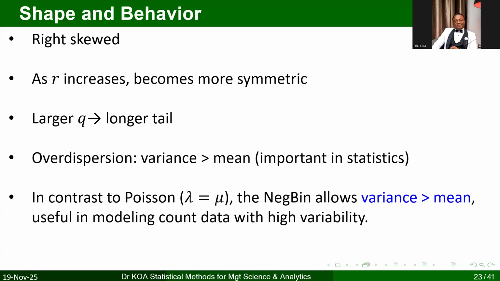Now, a larger tail means that a longer tail is going to happen. Over dispersion means that the variance is bigger than the mean. Unlike the Poisson, which we'll look at next time, where the mean is the same as the variance, the negative binomial distribution allows the variance to be bigger than the mean. In a Poisson, they are the same, but here the variance is bigger, and you can understand why. That tells you the high variability in this case.